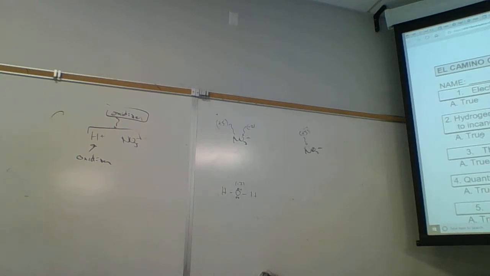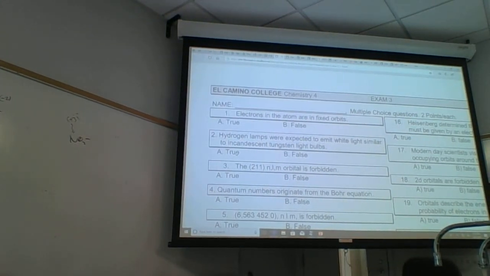Okay, 1. Electrons in the atom are in fixed orbits. True or false? False. 2. Hydrogen lamps are expected to emit white light similar to incandescent tungsten light bulbs. False.